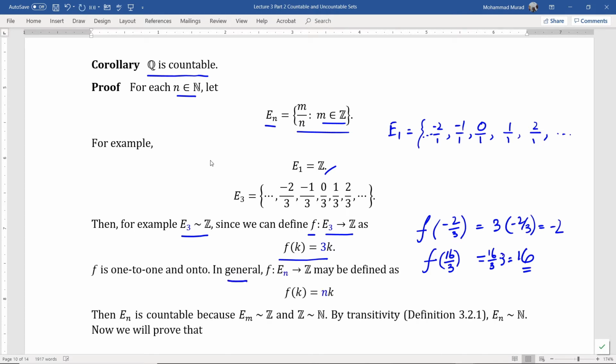In general, if we define F, the map from E sub n into the set Z in the following way, then E_n is countable. Because the set E_n is equivalent to the set Z, and Z is equivalent to the set N, since Z is countable. By transitivity, E_n is equivalent to the set N. This means the set E_n is countable.